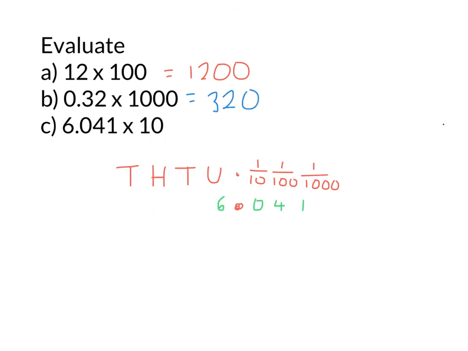And finally, 6.041 multiplied by 10. We do not add a 0 on the end. We move 1 place to the left in our place value chart. So that would become 6 tens, 0 units, 4 tenths, and 1 hundredth. That would become 60.41.